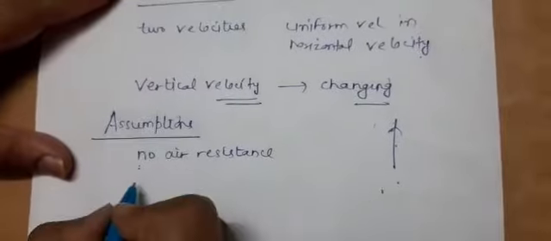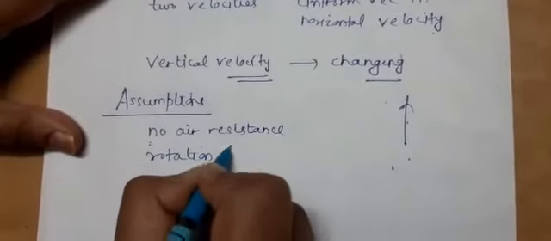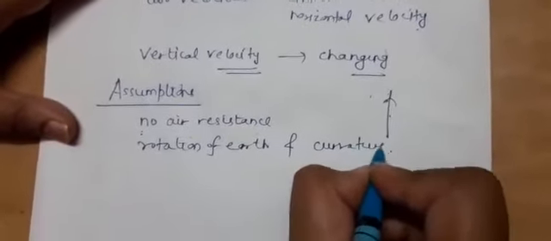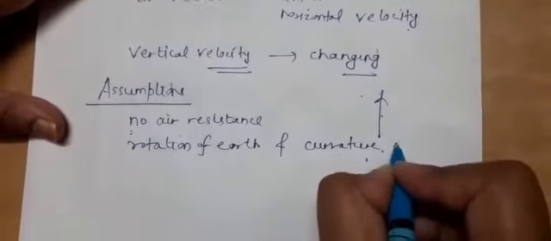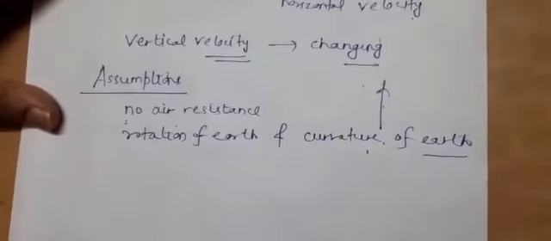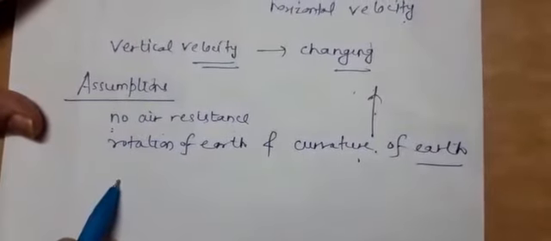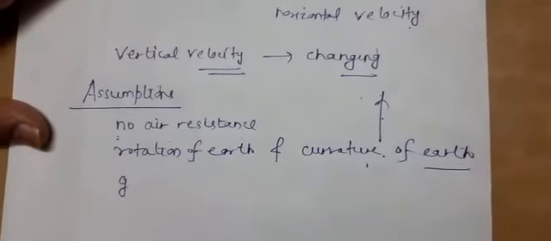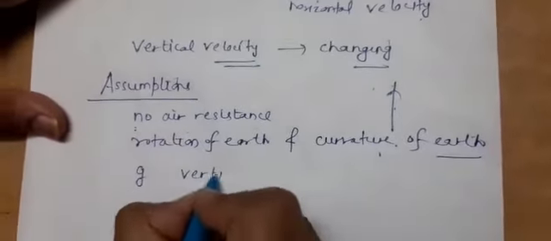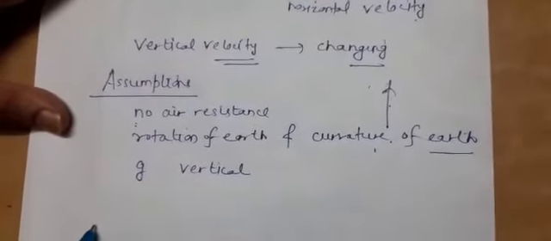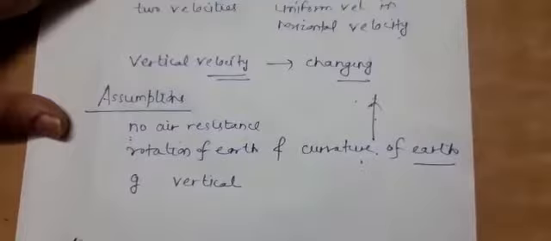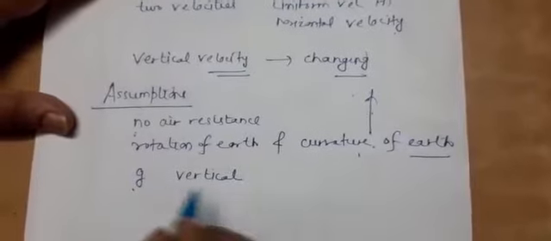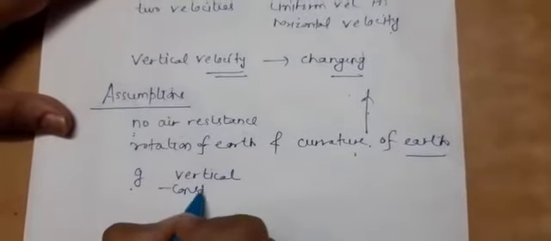Second, the effect due to rotation of earth and curvature of earth is also neglected. It is negligibly small. We will not consider the effect of rotation of earth and curvature of earth. And acceleration due to gravity is along the vertical direction. Actually this g is always acting along the vertical. There is no component of acceleration due to gravity along the horizontal. So acceleration due to gravity is constant both in magnitude as well as in direction.